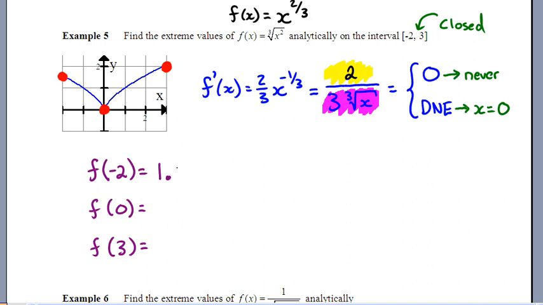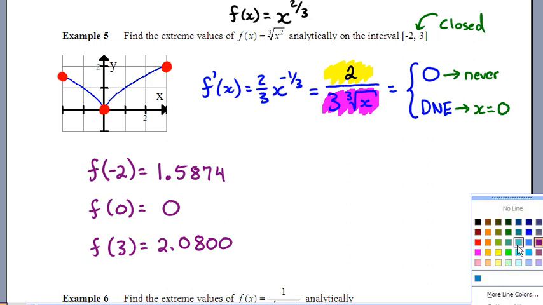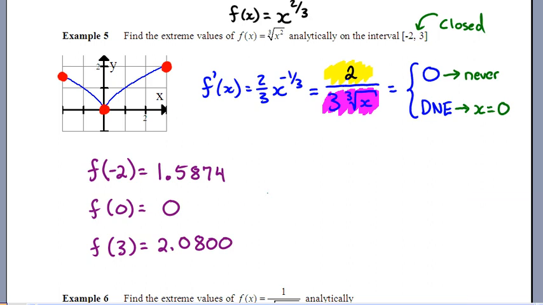This one ends up being 1.5874. This one's 0. This one is 2.0800. So if you were being asked, please go and find the absolute minimum and the absolute maximum, we're done. This is the lowest number of the 3 that I'm seeing.